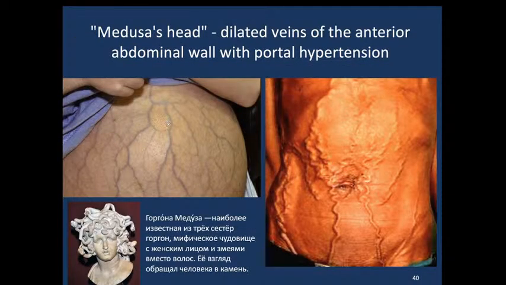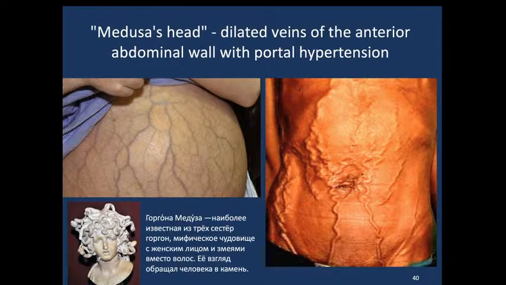And sometimes we find this anastomosis not in the esophagus, but it is visible on the anterior wall of the abdominal cavity. We call them Medusa's head because it is like a head and hair, snake hair of Medusa Gorgona. This is a Greek mythical creation.